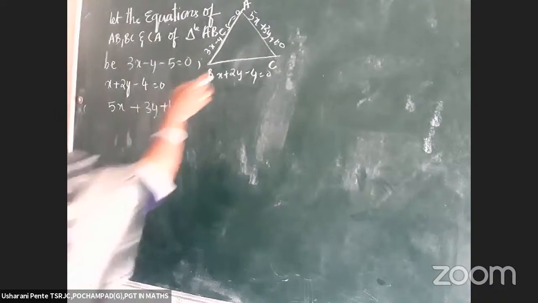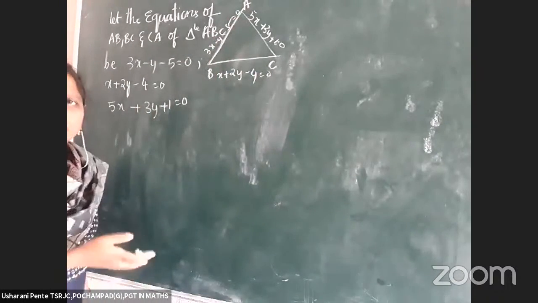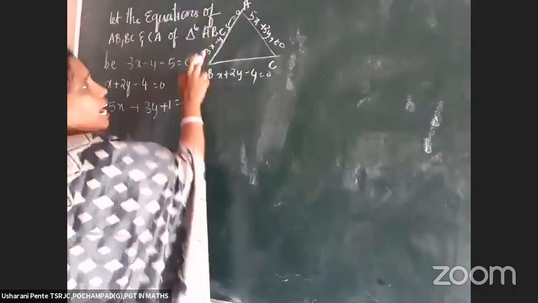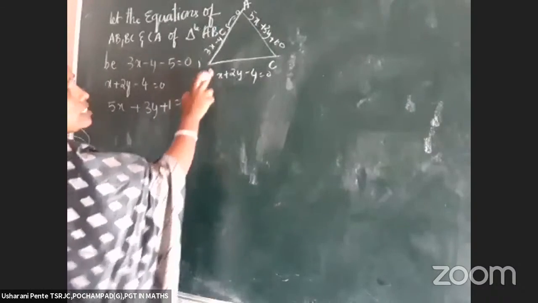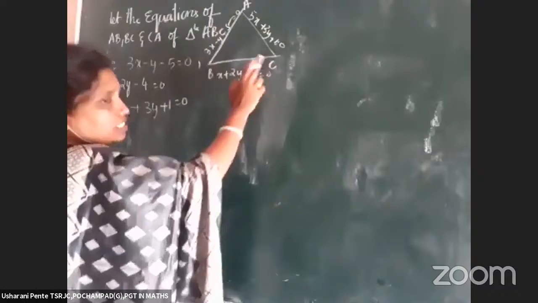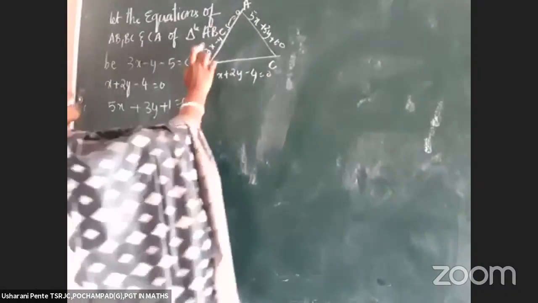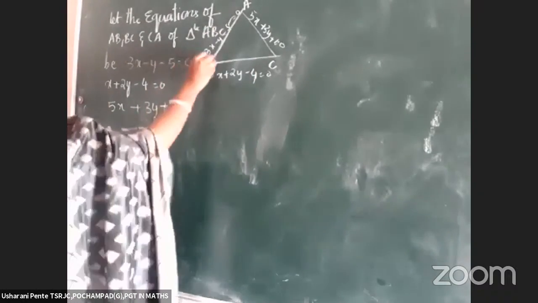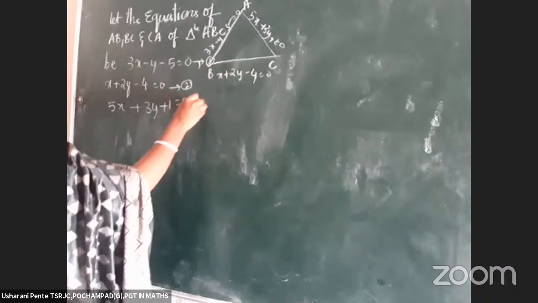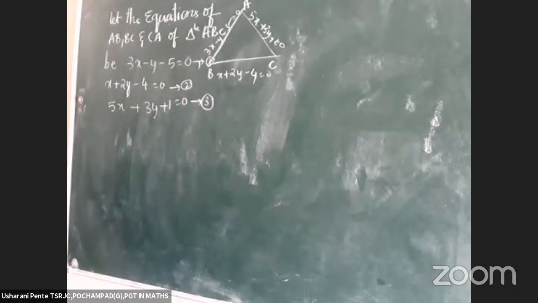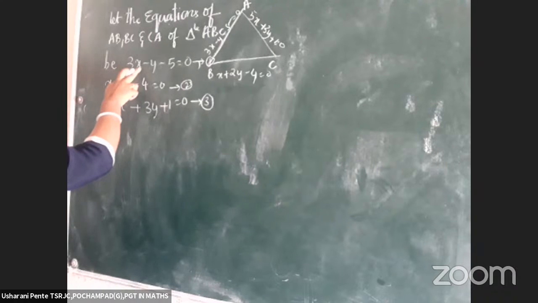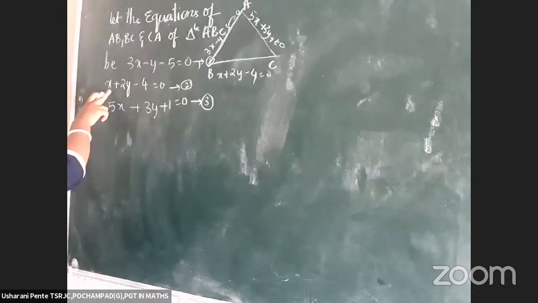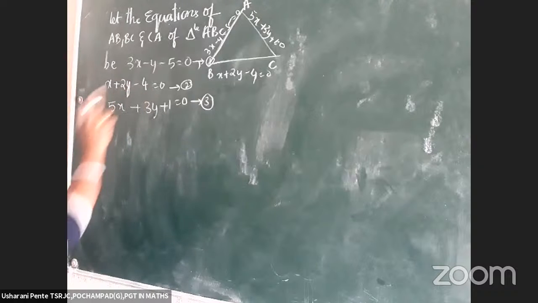To find the vertices, what do we need to do? Yesterday we discussed that. If we solve these two equations, we'll get the vertex A. If we solve these two, we'll get the vertex B. And if we solve these two, we'll get the vertex C. So by solving two equations at a time, we'll get the vertices. Let these be 1, 2, and 3. The equation of AB is 3x minus y minus 5 equals 0, and the equation of BC is x plus 2y minus 4 equals 0.